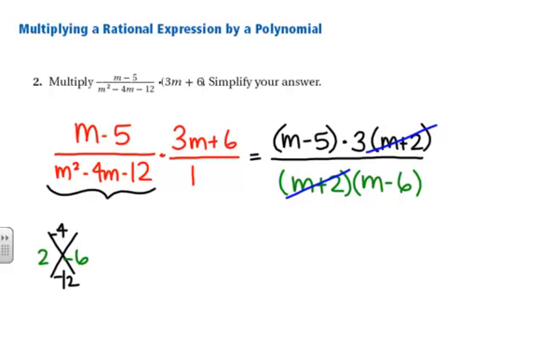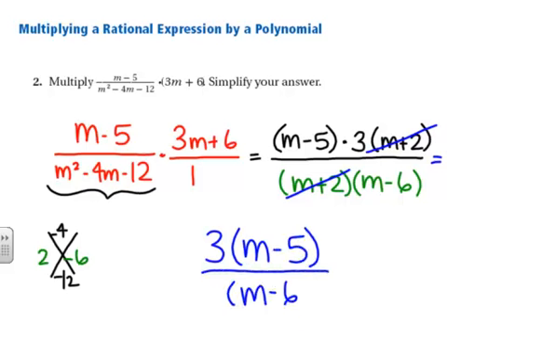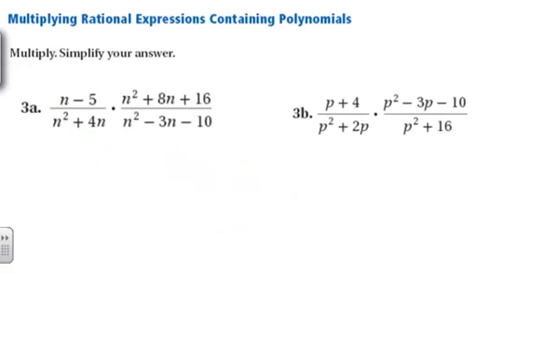M minus 5 and m minus 6 are two totally different numbers. So we can't cross those off. And we can rewrite this as 3 times m minus 5 on the top divided by m minus 6. And remember, just because both of those things have an m doesn't mean that we can cross those off.